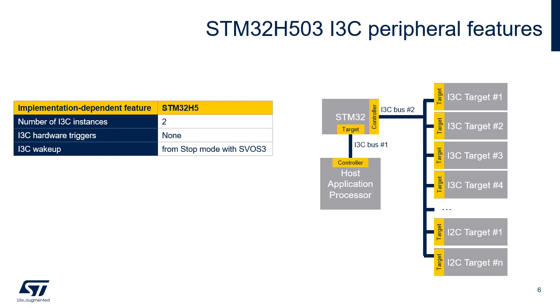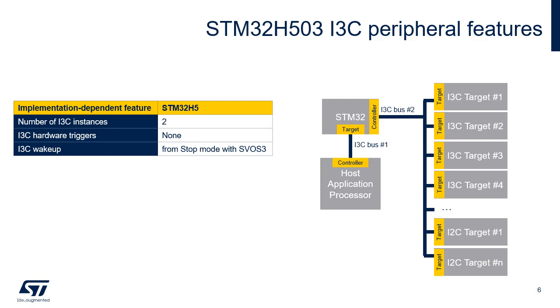The STM32H5 includes 2 I3C peripheral instances so that the device can support target operation on one I3C peripheral and operate as a controller on the other I3C peripheral. The figure represents this possible configuration.